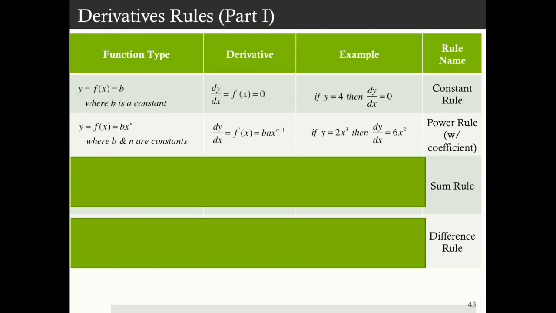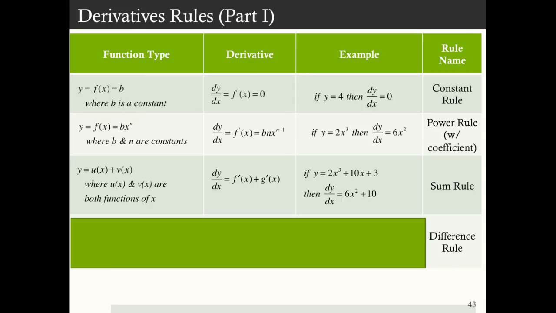The power rule with a coefficient. If y is equal to f of x, which equals b times x to the n, where b and n are both constants, then the derivative of y with respect to x is b times n times x to the n minus 1. And then the sum and difference rules.